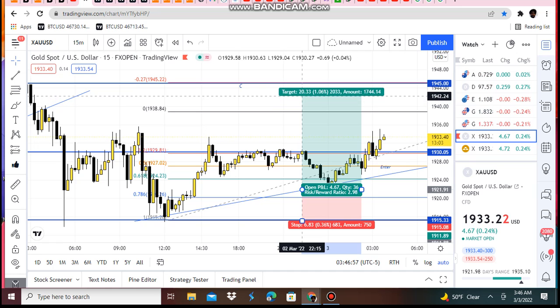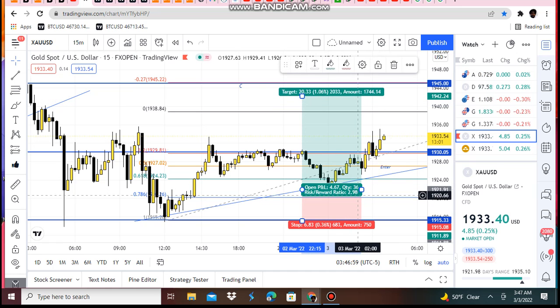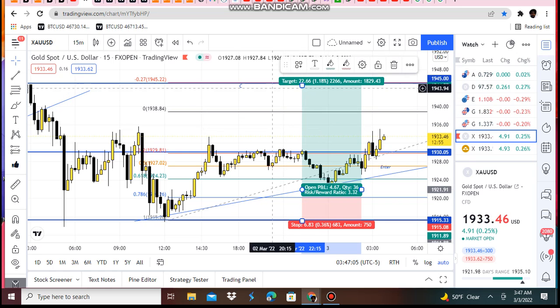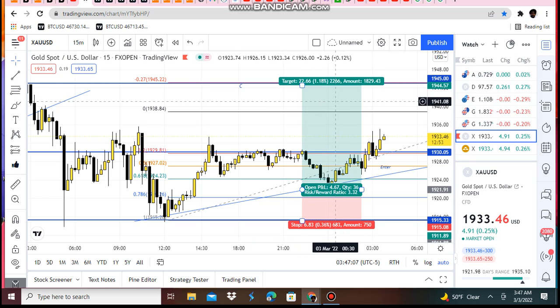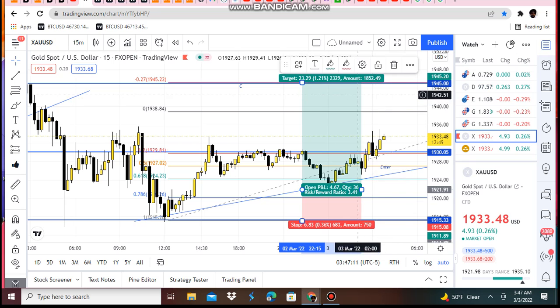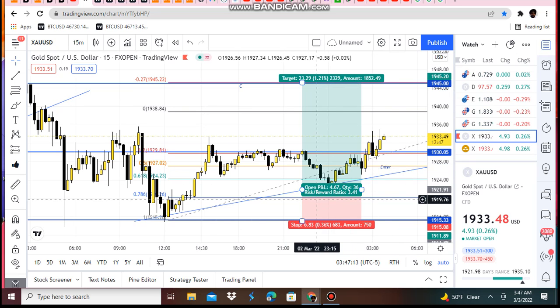This will be a 2.98 risk reward ratio, or with the 27 extension, it will be a 3.32 risk reward ratio, 3.41 risk reward ratio. This is what we want.